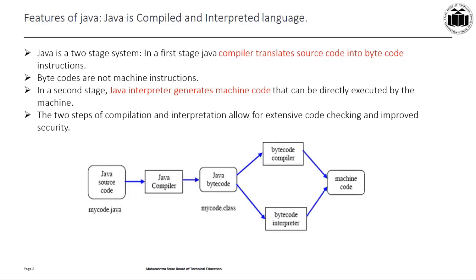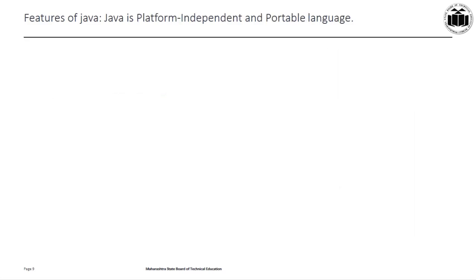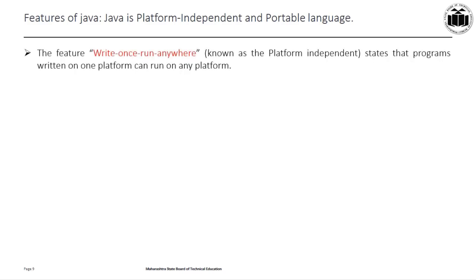So this is the concept which shows Java is a compiled as well as interpreted language. Second feature is Java is a platform independent and portable language. Now what do you mean by platform independent? The meaning of platform independent is that the Java compiled code, that is bytecode, can run on all operating systems. Being platform independent means a program compiled on one machine can be executed on any other platform. This concept is known as write once, run anywhere.